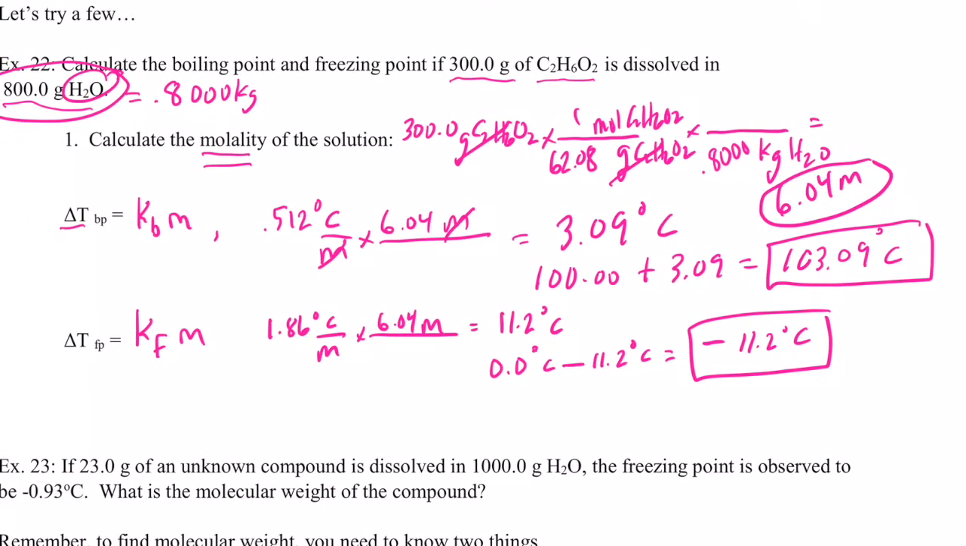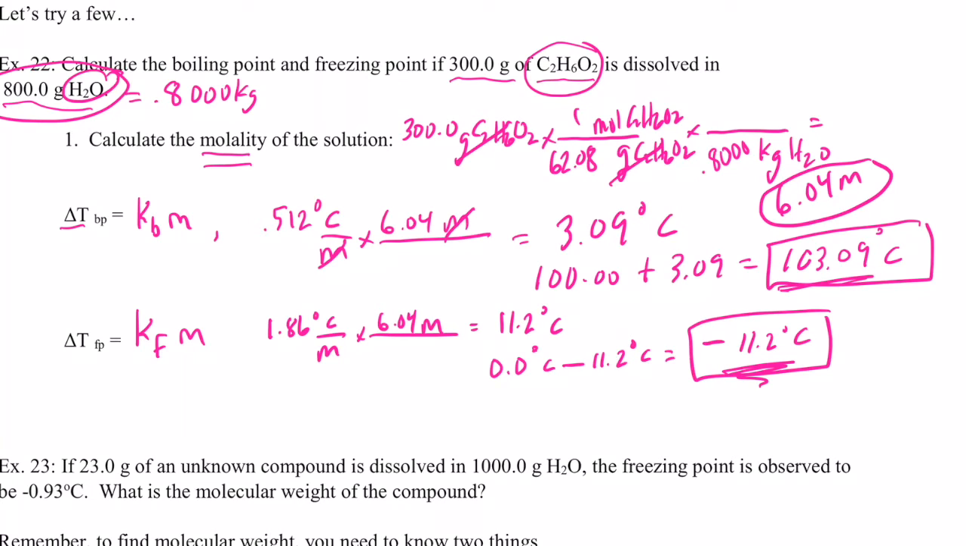When I add 300 grams of this non-ionic solute to water, it boils at a higher temperature and freezes at a lower temperature. That means that the liquid phase area of my phase diagram has expanded.